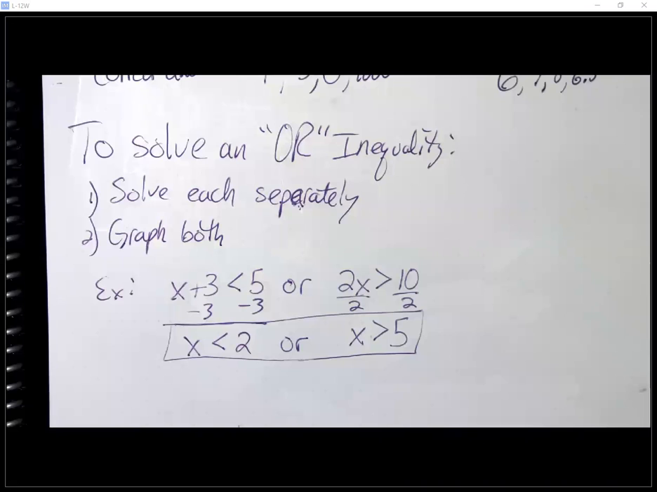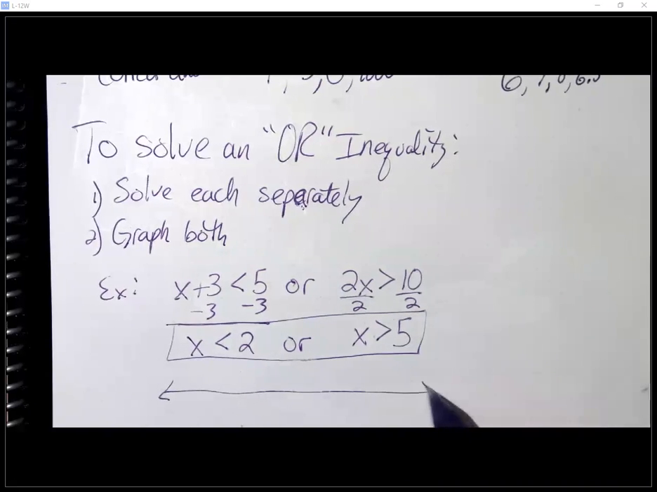10. I was thinking 10 also. 10, that would work also. But a number like 4 would not work here, right? Because it doesn't fit either one. I don't need them both to be true, but I need one to be true. So let's talk about graphing these.